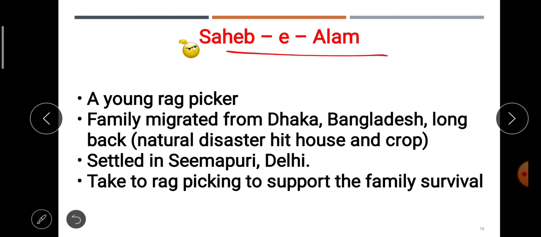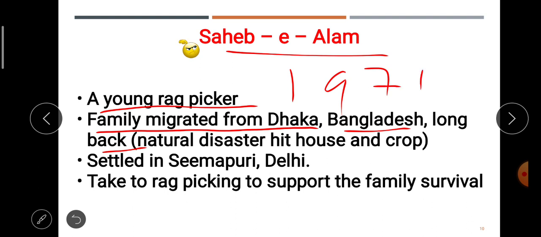The central character of this first half of the story is Saheb-e-Alam, and he is a young rag picker. His family migrated from Dhaka, the capital of Bangladesh, long back in 1971. They migrated from Dhaka to Delhi. And why did they migrate? Because a very heavy and strong storm, a natural disaster, hit their fields as well as their houses. So their houses and their crops were completely destroyed by that heavy storm.